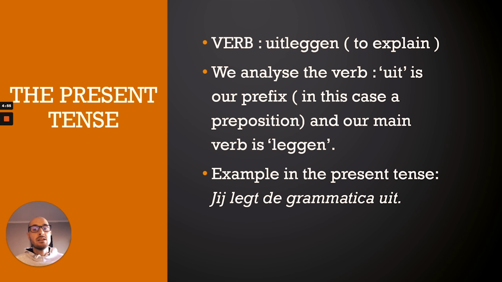You explain the grammar. So very important, present tense, simple present, what do you do? You check, okay, the prefix is uit, leggen is my main verb, the prefix is going all the way to the end of the sentence, and the main verb is conjugated as a normal verb in the Dutch language.